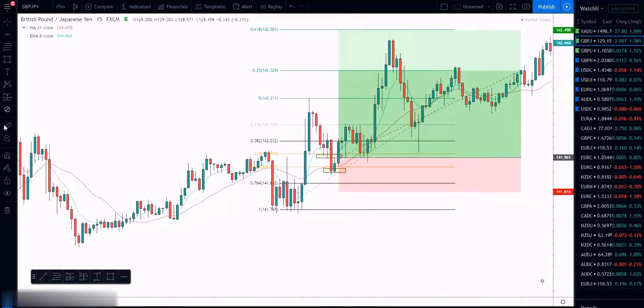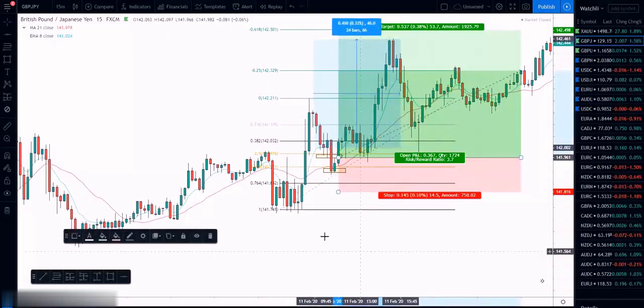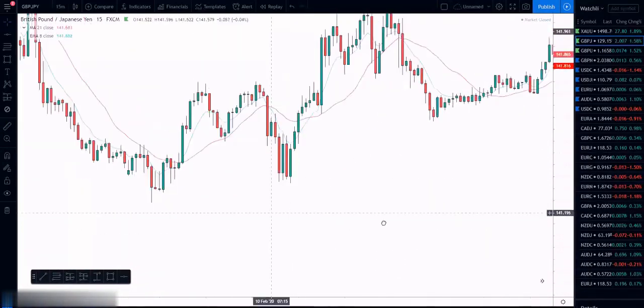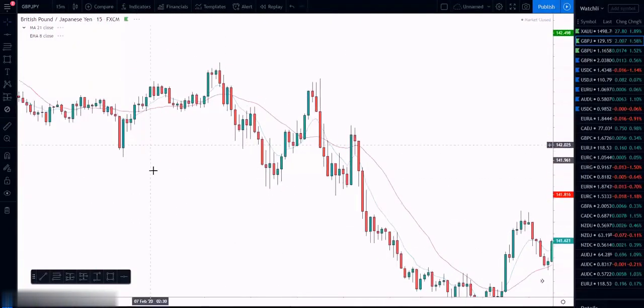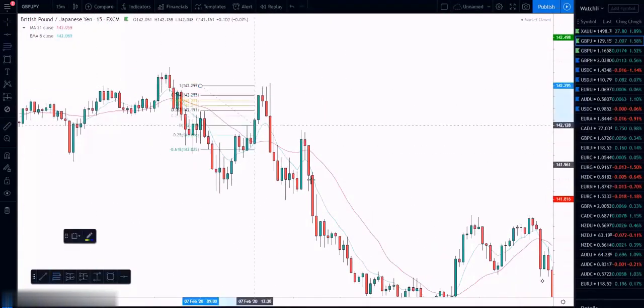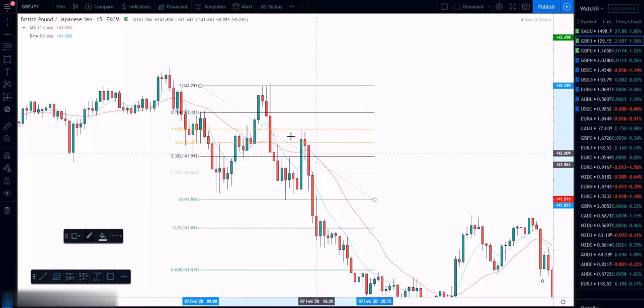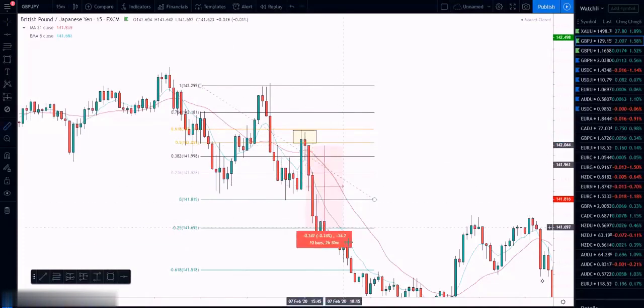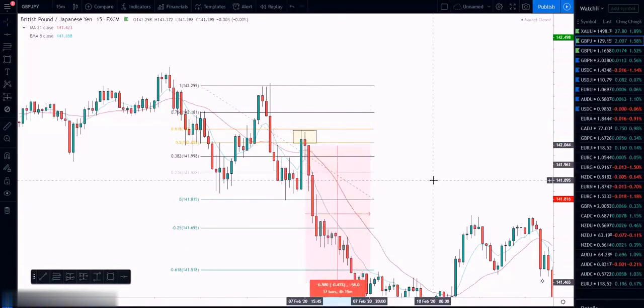Boom. Entered here. We would have been in about 11 pip drawdown, but then boom, shot up for 46 pips with a 14 pip stop loss. Beautiful. It's just beautiful, guys. Look at this. Market structure being broken to the downside. Look at that rejection in that zone. Look at the MA crossover right there. What do you know? Huge drop. Guys, it's so easy. Practice. Backtest. No excuses.